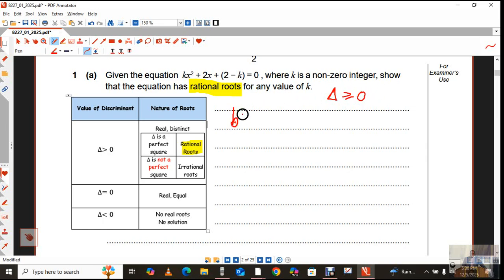So what is the discriminant? It is nothing but b squared minus 4ac, and we are saying it should be greater than or equal to 0. The discriminant for now is equal to 2 squared, this is the value of b, minus 4. Our value of a is k, and our value of c is 2 minus k.